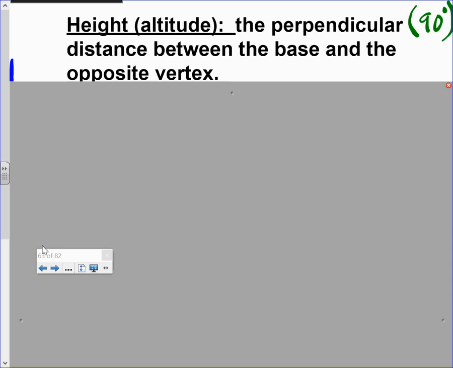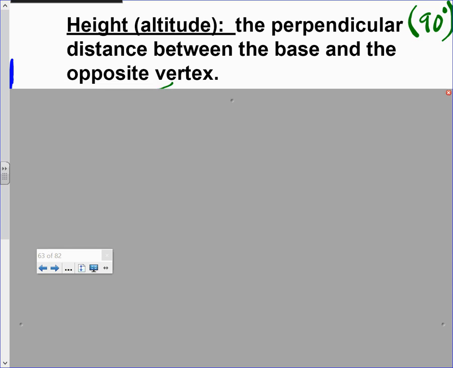I'm going to write the word height. This is the 3rd word. Yesterday was perimeter and area. This is the 3rd word of our notes. I'm going to write the word height. A synonym is altitude. I'm going to write the perpendicular distance between the base and the opposite vertex. The perpendicular distance between the base and the opposite vertex. Now, when I say perpendicular, that's just a fancy word for 90 degrees. So I'm going to put a parenthesis with 90 degrees on it if you don't know what perpendicular means.